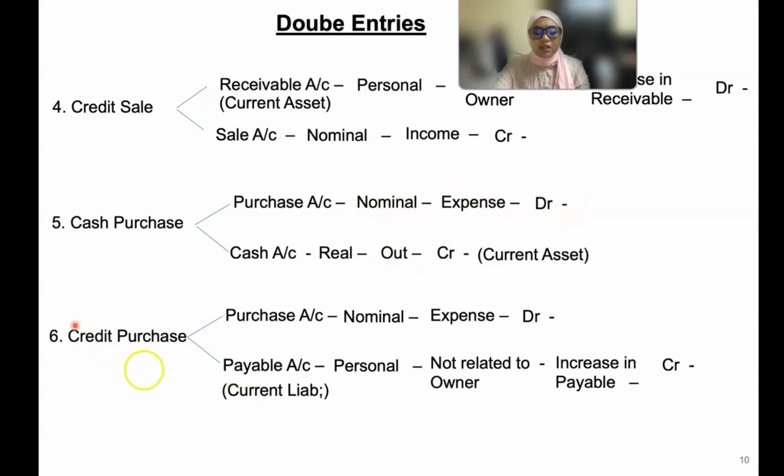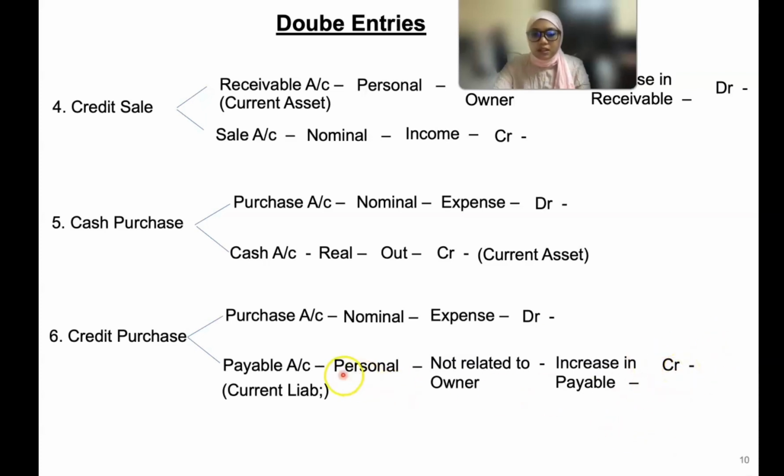Credit purchase is also a purchase transaction. So we'll definitely open purchase account. But we are not paying cash. We are buying on credit. So we'll open payable account. Purchase is nominal, expense. We will record in debit side. Payable, if purchase is debit side, the payable account will definitely be recorded in credit side.